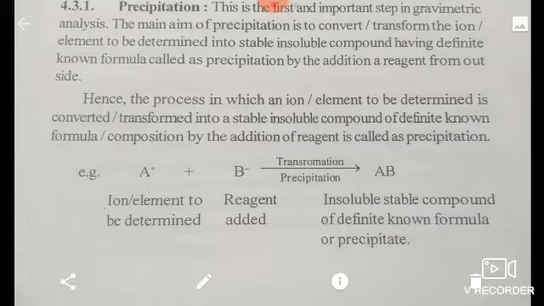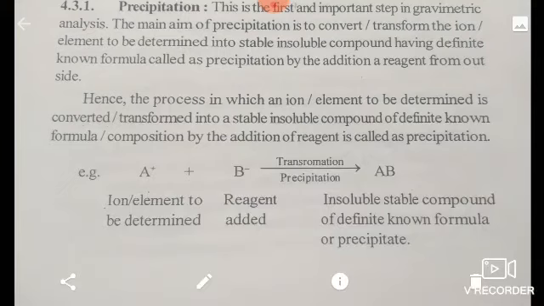Hence the process in which an ion or element to be determined is converted or transformed into a stable insoluble compound of a definite known formula or composition by the addition of a reagent is called precipitation. For example, A plus is the ion or element to be determined, B minus is the reagent added, and it gets transformed into AB, an insoluble compound of definite known formula, which is known as the precipitate.